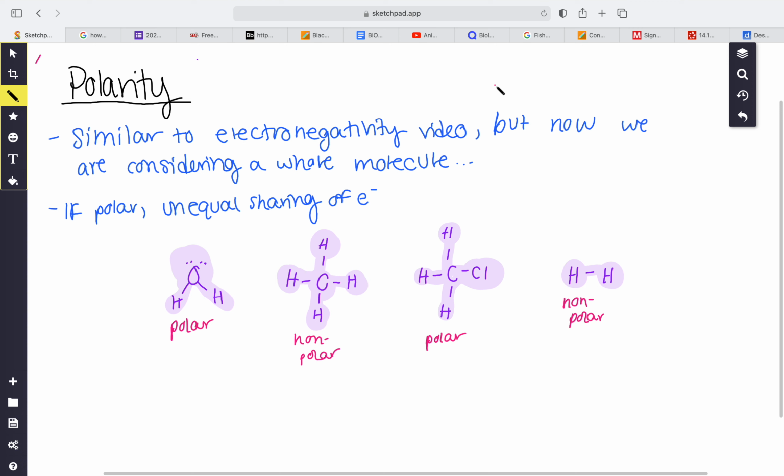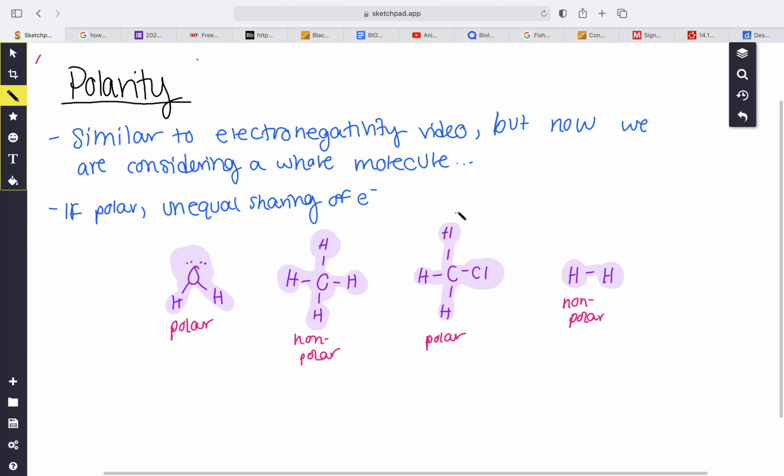So, as long as you understand what the word polarity means and how different atoms are a little bit more electronegative than others, then you're good. Basically, polarity is very similar to electronegativity and bond polarity. I have a video on bond polarity if you want to view that as well. It's very similar, but instead of focusing on each individual bond and its polarity, we're focusing on a whole molecule and its polarity. So basically, if something is polar, that means that there is an unequal sharing of electrons within a molecule.